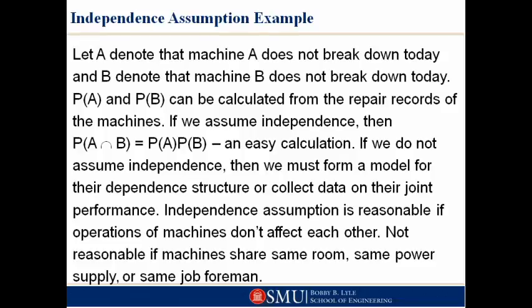Okay, so that's fundamentally, you've got to get that one in your head. The probability of A intersection B is equal to the probability of A times the probability of B, and that gives us independence.